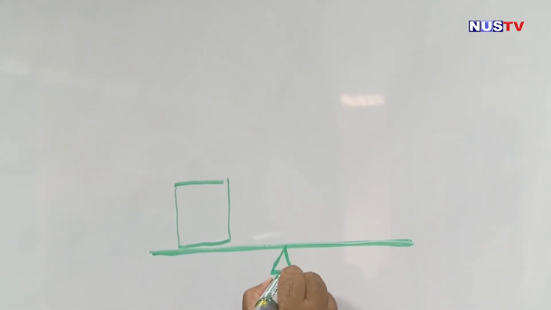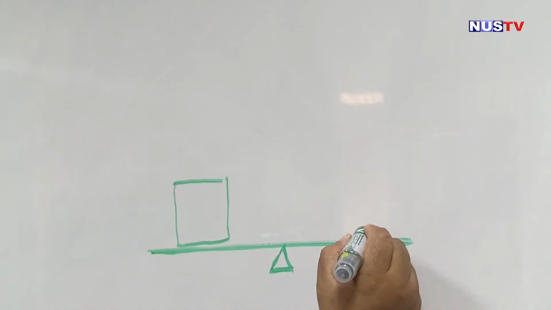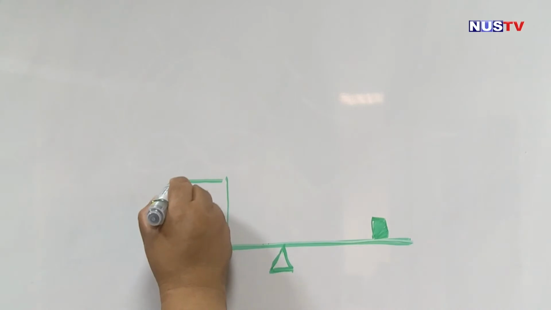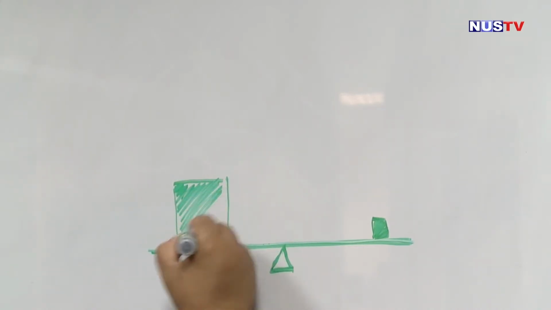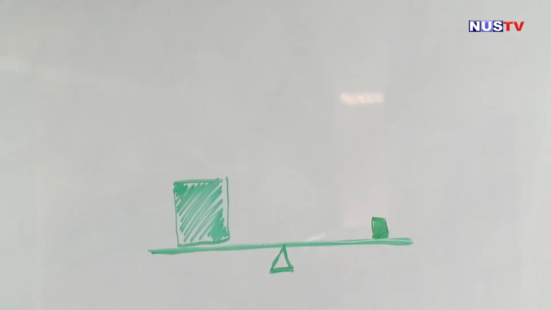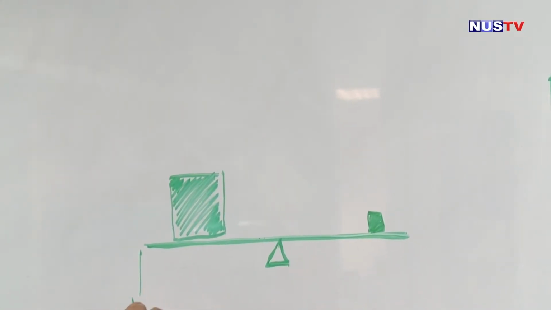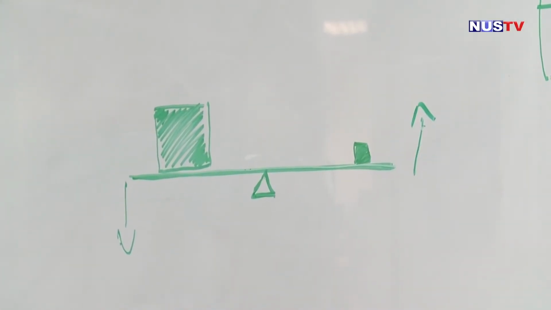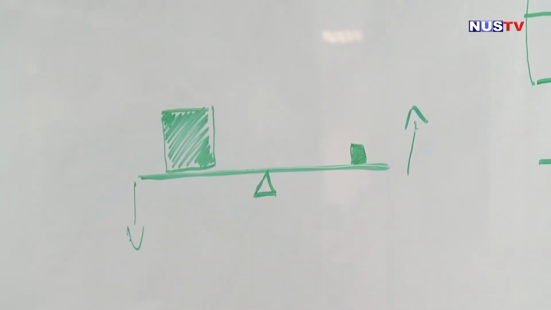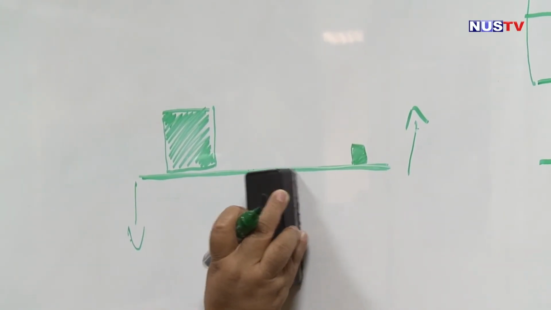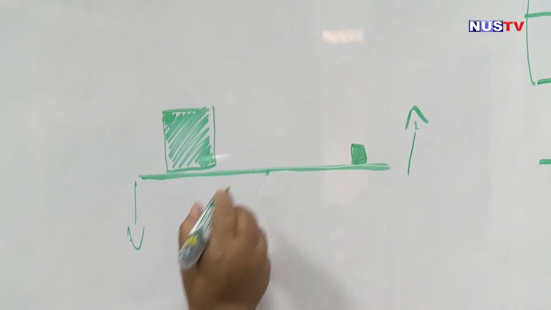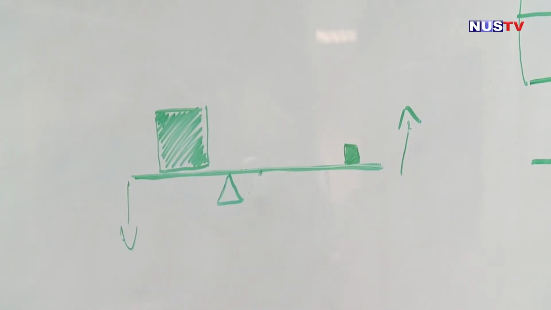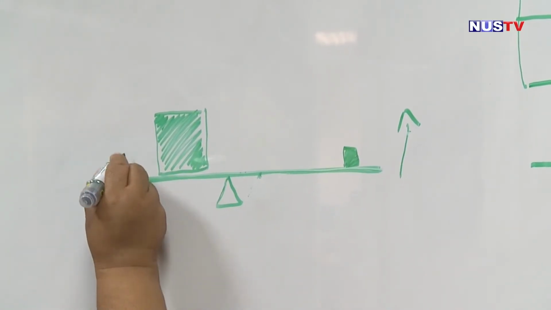Let's have a box on the right side of the balancer and a small box on the left side of the balancer. We shade it, and you can see that it's not balanced. The big box will go down, and the small box will definitely go up. So it's not balanced. How do we balance it? We move the balancer towards the big box so that it can be balanced.